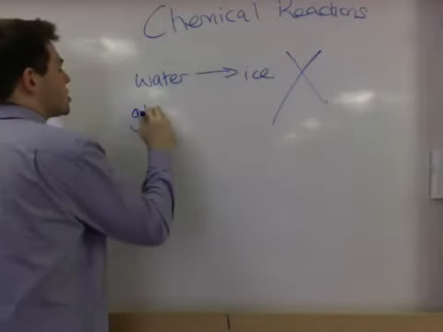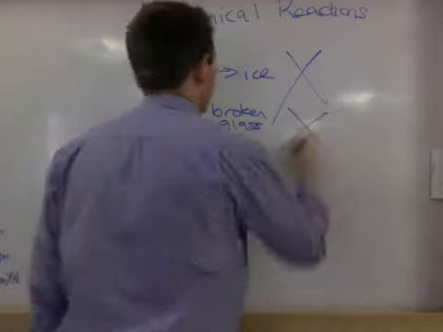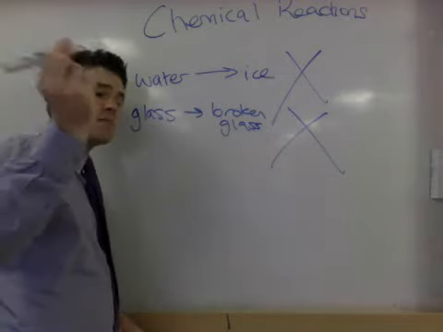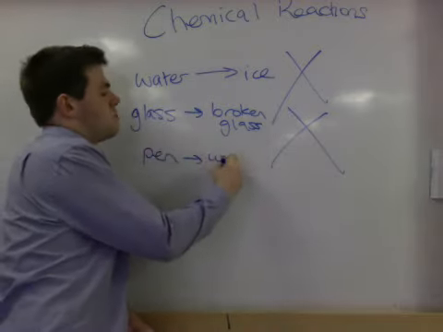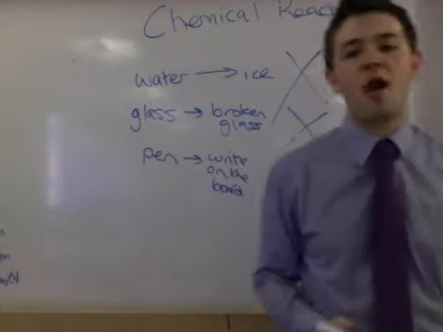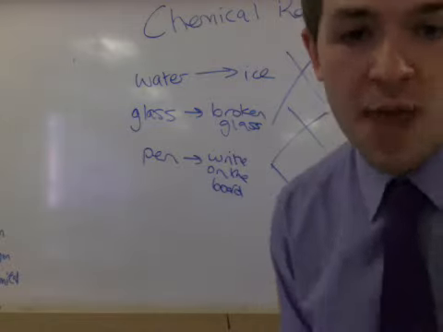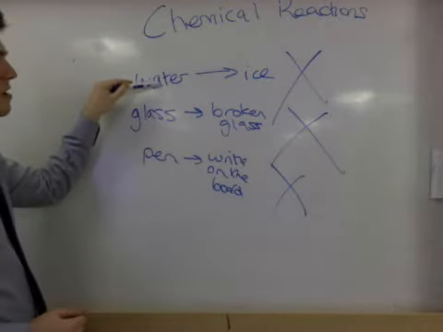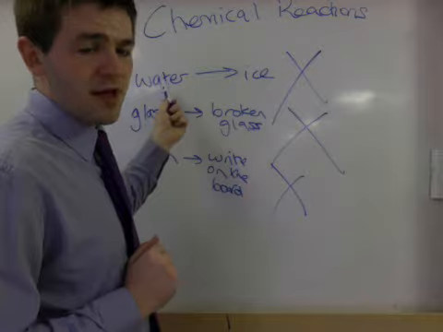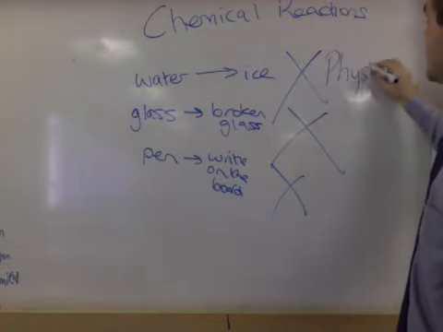If I have glass and then I break the glass, that is not a chemical reaction. If I have my pen and then I write on the board, that is not a chemical reaction. All these things here, the atoms are still the same. My water atoms, they have a new form. They go from a liquid to a solid. But all of these are examples of physical changes.